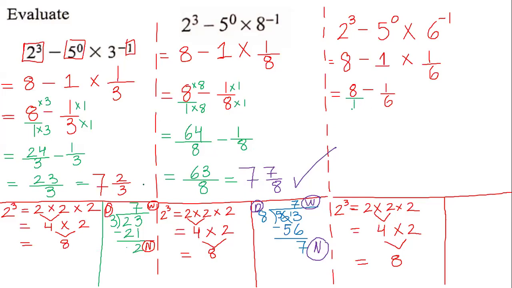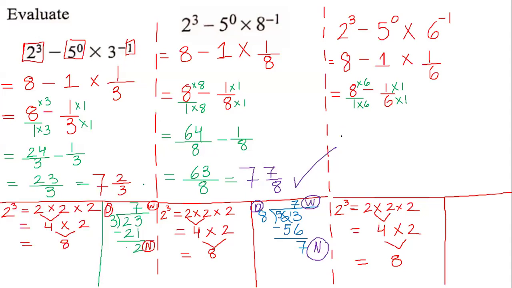What is the LCM between 1 and 6? 6. Very good. Multiply this by what? 6 times what? Times 1. Very good. Multiply by 1. It's going to be equal to what?